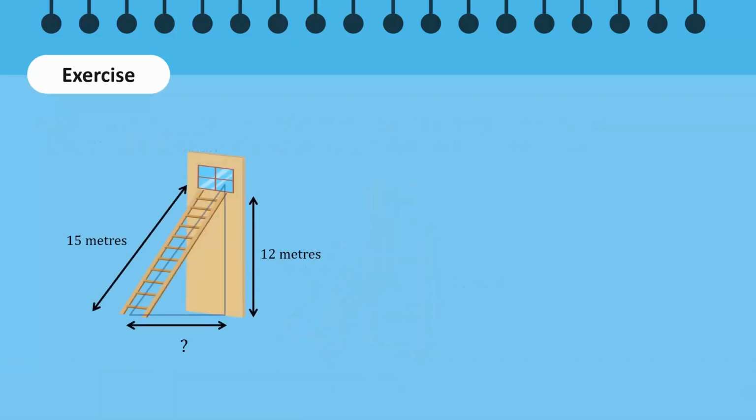Compare the image of the ladder leaning against the wall to a right-angle triangle. In this case, the ladder is the hypotenuse. The distance between the foot of the wall and the top of the ladder is the perpendicular, and the distance between the foot of the ladder and the wall is the base of this right-angle triangle. Let's call this triangle ABC.